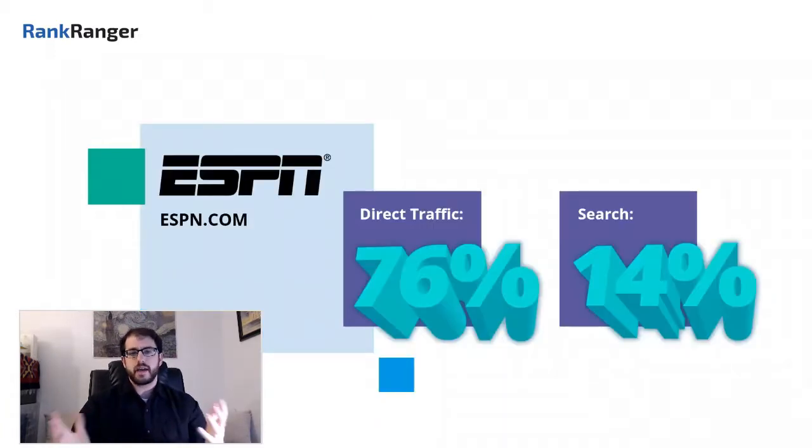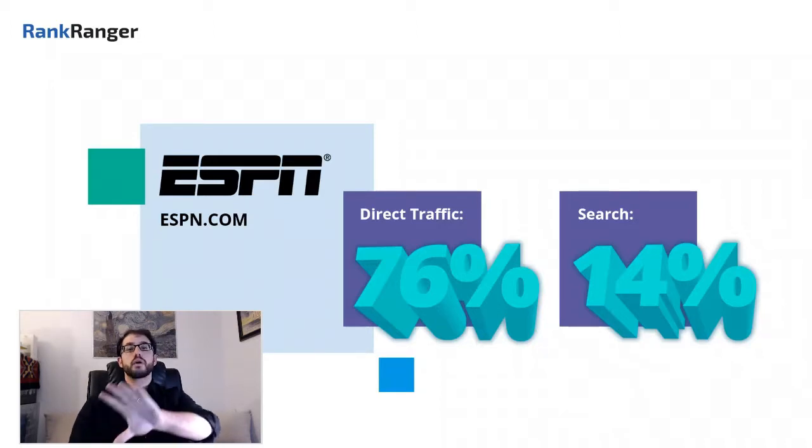Let's take a look at ESPN, the juggernaut in sports. So you're right, 76% of their traffic comes through direct traffic, meaning someone goes to the browser, types in ESPN.com, and heads over to the ESPN website, and only 14% through search. See, I don't need search, I don't need Google. That's true, but are you ESPN? I don't mean are you a brand as big as ESPN even. I mean, are you ESPN?